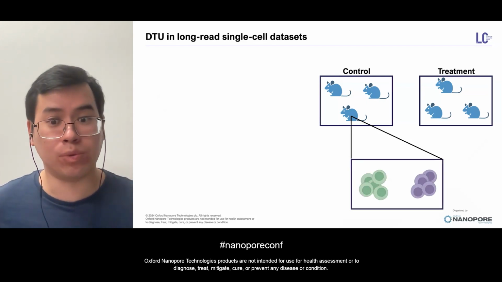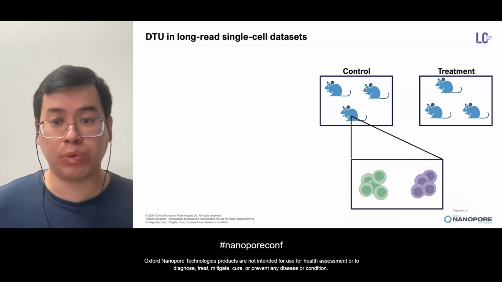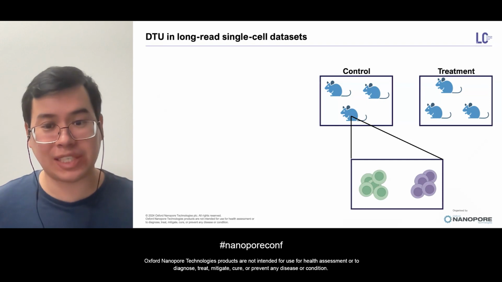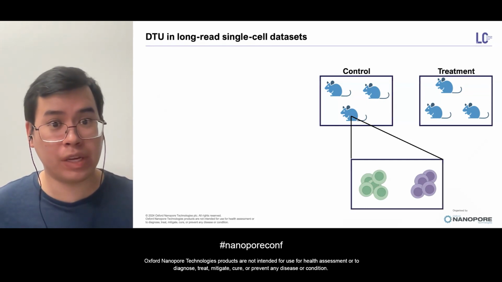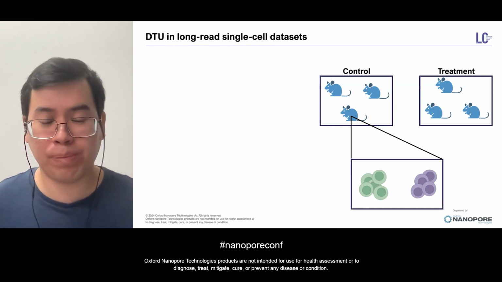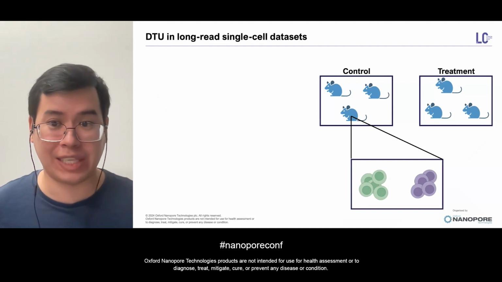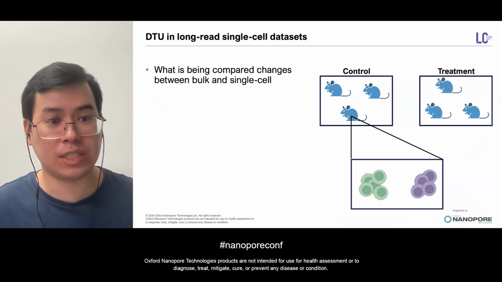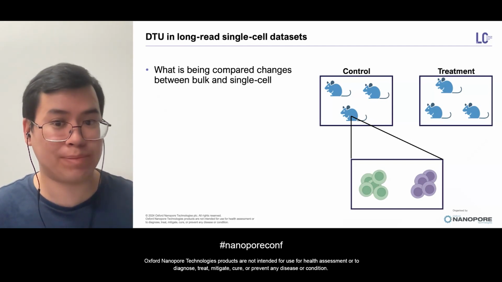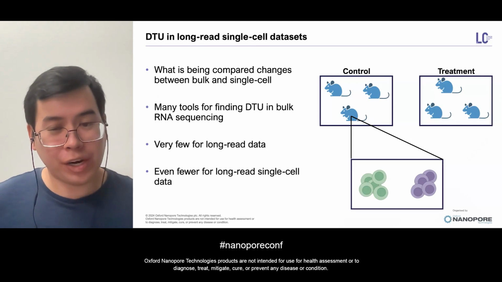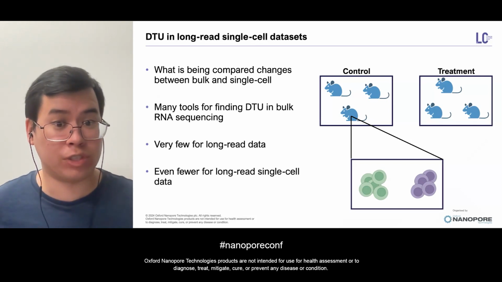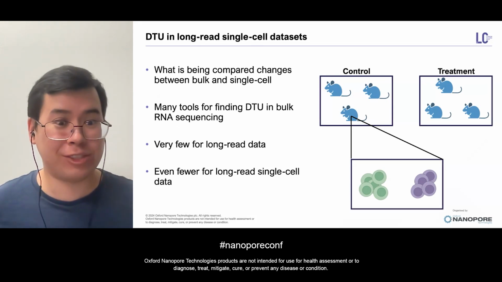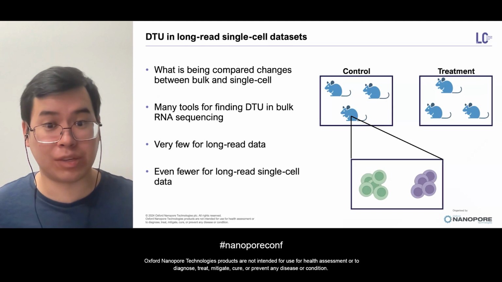Oftentimes, you're looking into 1 sample and simply comparing between the cell types in that sample. And in this case, you can't necessarily use the same algorithm to find DTU in bulk than you can in single cell, because you cannot treat every cell as a biological replicate necessarily. And so what's being compared here changes between bulk and single cell data sets. In addition, there are quite a few tools actually for finding differential transcript usage in bulk RNA sequencing. However, there's very few for long-read data, and currently there's only 1 for long-read single-cell data.